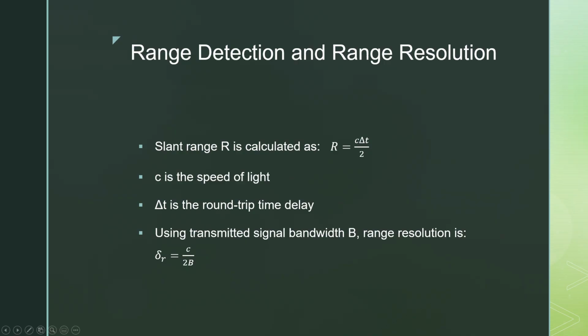And we can also look at the range detection and range resolution of SAR. Slant range R is going to be calculated as R is equal to C times delta t over 2, where C is the speed of light and delta t is the round trip time delay. Using transmitted signal bandwidth B, range resolution, which we'll call sigma sub r, is equal to c over 2 times B.